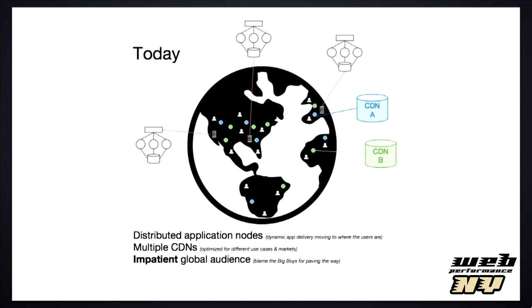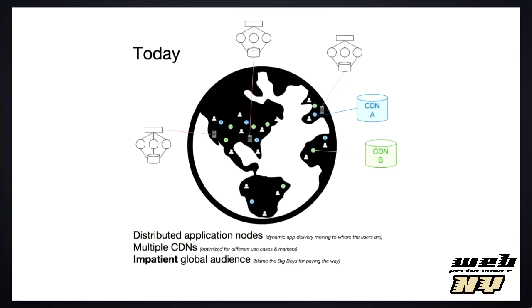out of a bunch of different distributed facilities with master replication going on in the database. We've got more than one CDN because some CDNs are good in Europe and others are good in South America and others are better in Asia. A lot of reasons why this kind of trend is happening. We talked about some of them already, but we're moving the application to where the users are. Users are impatient.